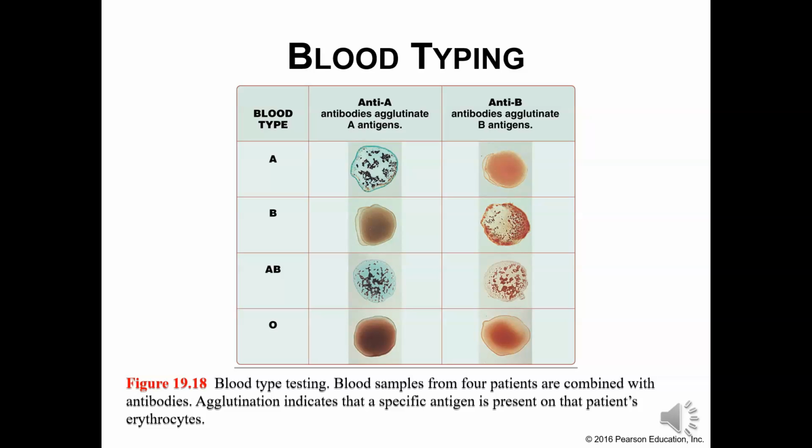If you also gave the RH antibody, if you do have the RH antigen, we just call you RH positive. So if you had agglutination over here with the RH antibody, which you would see as clumping just like you see here, you'd have A positive blood. But they don't test for the RH antibody and the RH antigen. So remember, blood samples from 4 patients are combined with antibodies. Agglutination indicates that a specific antigen is present on that person's red blood cells.